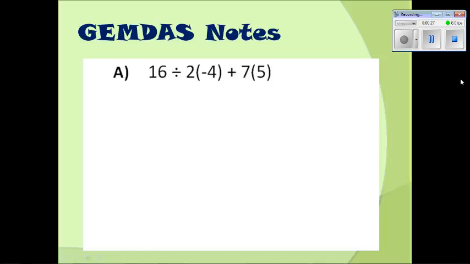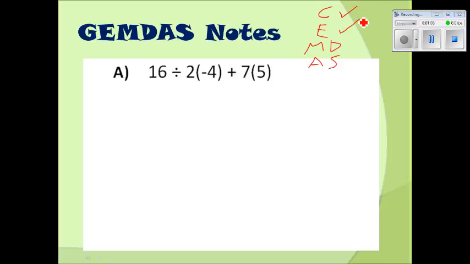Order of operations. We have G, E, M, D, A, S. GEMDAS. So first I look for groups. I see some parentheses, but each parentheses has exactly one number inside. So those are not groups, and I do not need to look at those. Next I look for exponents. There are no exponents, so I can check that off as well.